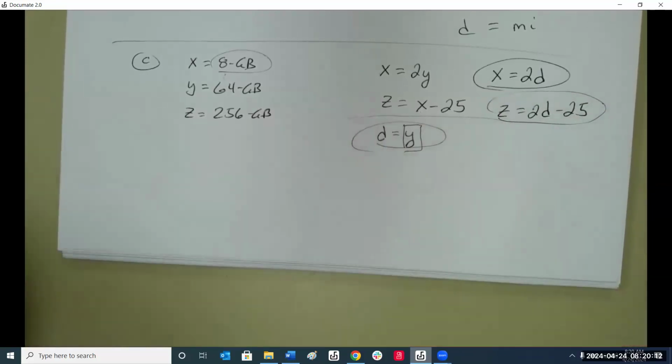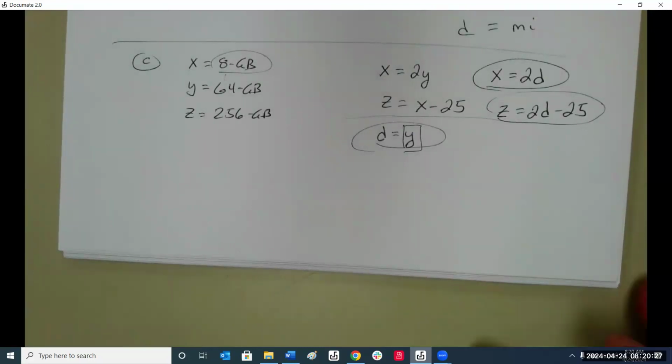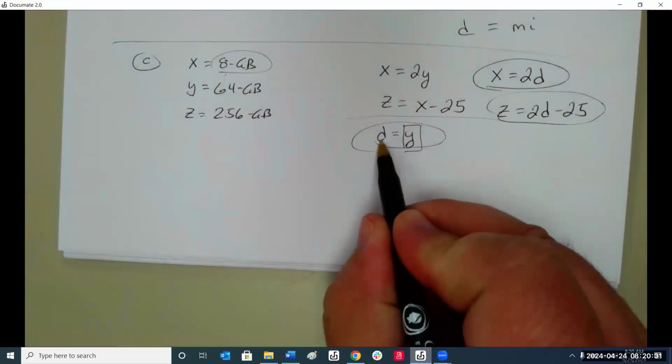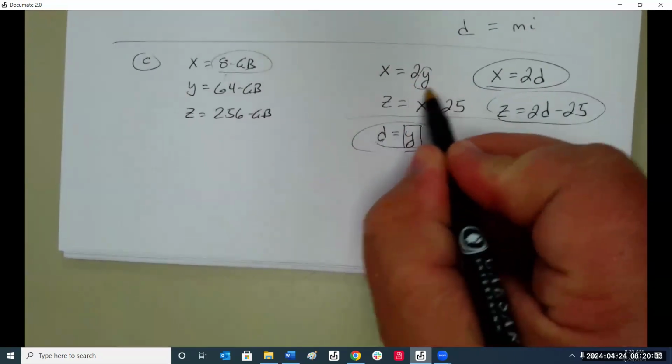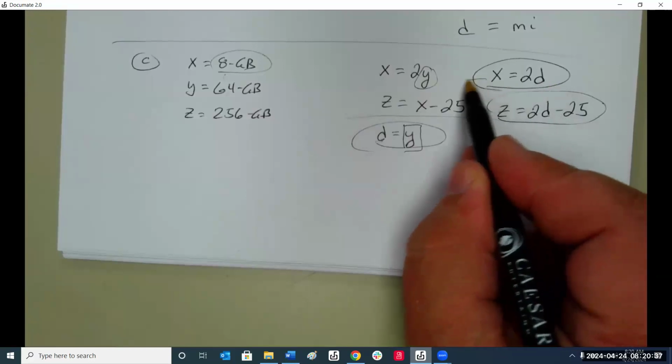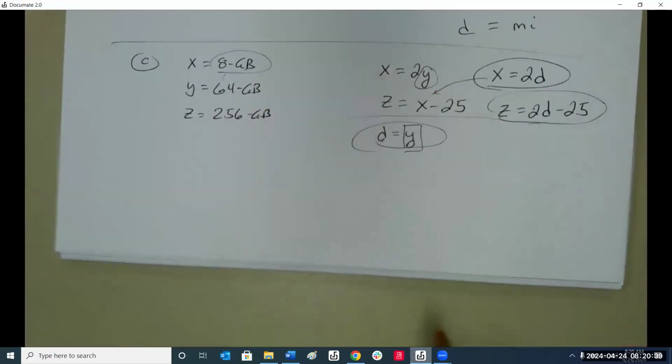So there we have our 3 equations. Once we have D defined, then we find the rest of them. So we know that D is equal to Y. Anywhere I see a Y, I put a D in its place. Since X equals 2D, anywhere I see an X, I put a 2D in its place.